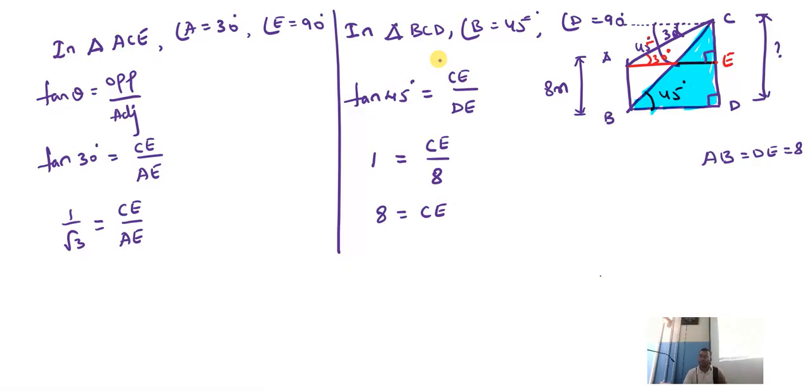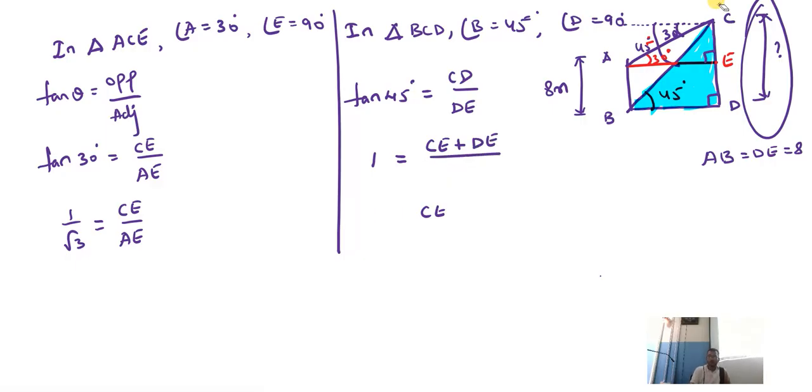Just a minute. Is it correct? Tan 45, yes or no? According to figure BCD, what is the opposite? Is it CE? The opposite is not CE. The opposite is CD, this complete side. It is not CE, it is CD. Am I right? To find the value of CD, in place of CD, I wrote CD as CE plus DE.